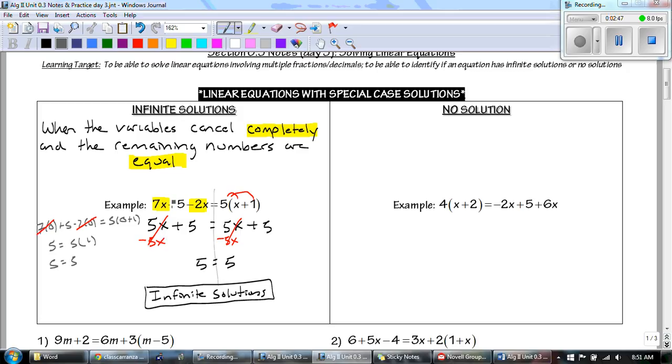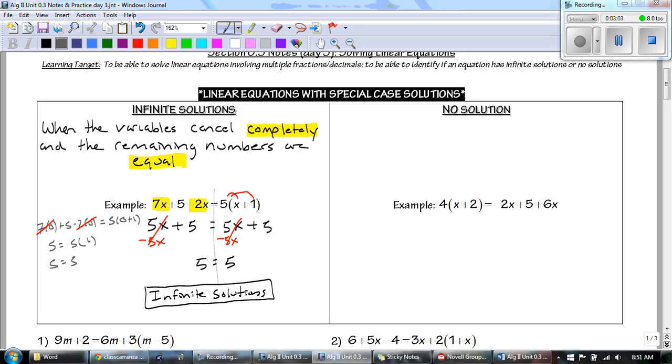And you could do this with any number. I just picked the easiest. And that's always going to happen. You're always going to be left with a true statement. Okay? So that's what infinite solutions mean.